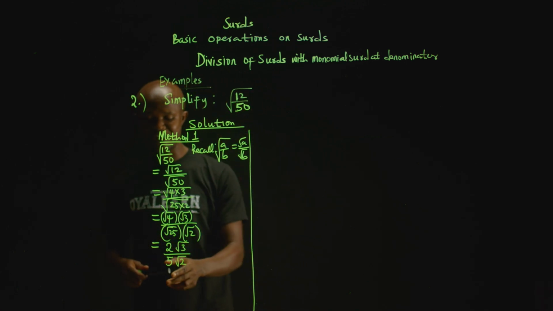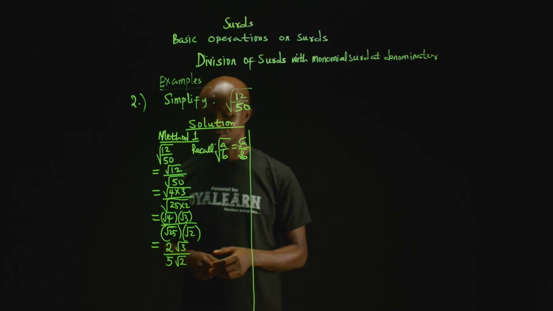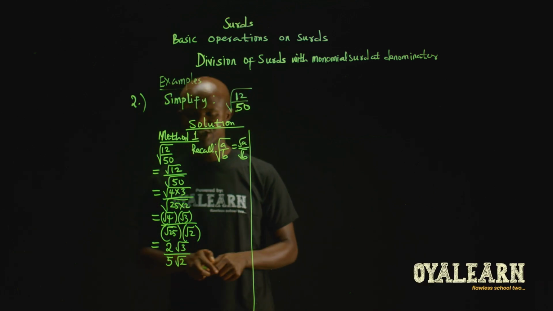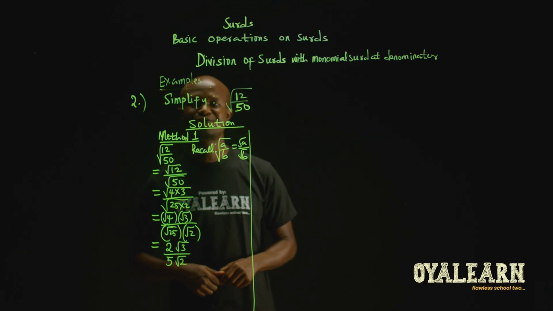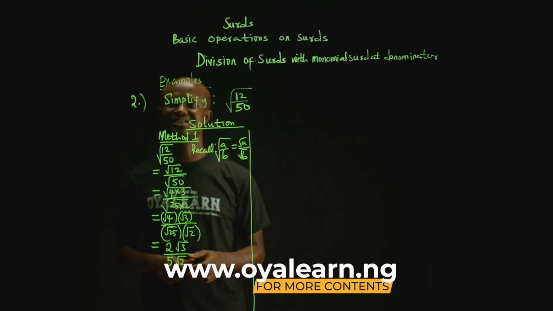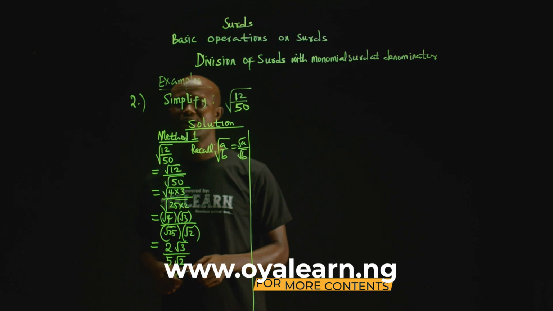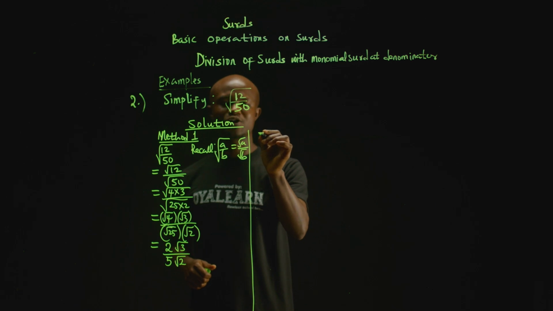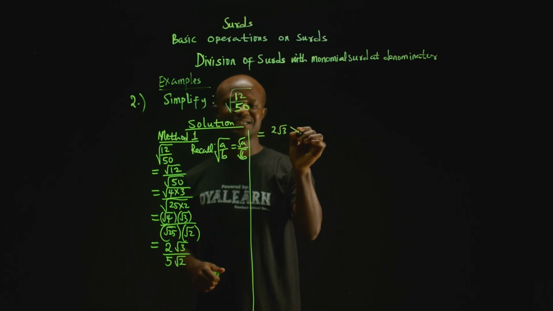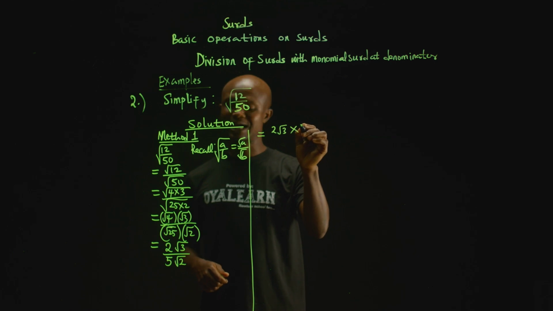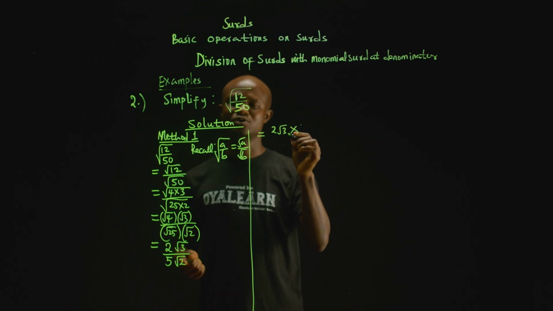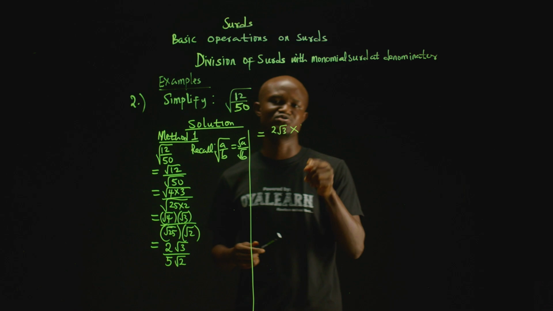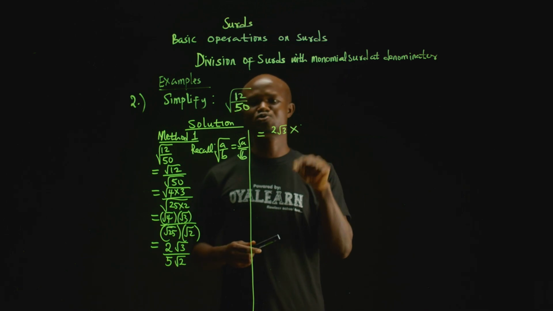So since we have 5 root 2 at the denominator, we need to rationalize. Why are we rationalizing? Because the denominator is irrational. For us to make the denominator rational, we multiply numerator and denominator by 5 root 2. This is equal to 2 root 3 times, we can multiply numerator and denominator by root 2 also, or by 5 root 2, because the main thing is to ensure that root 2 turns to a whole number. Root 2 times root 2 will give us 2.